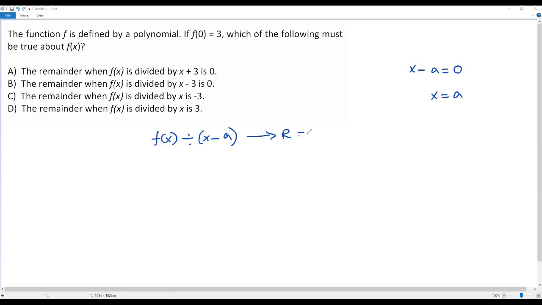Now to get the remainder, I have to plug in the value of x. That is, I have to plug in this value a for x into the polynomial function. Then I'm getting f of a. So f of a represents the remainder when f of x is divided by x minus a.